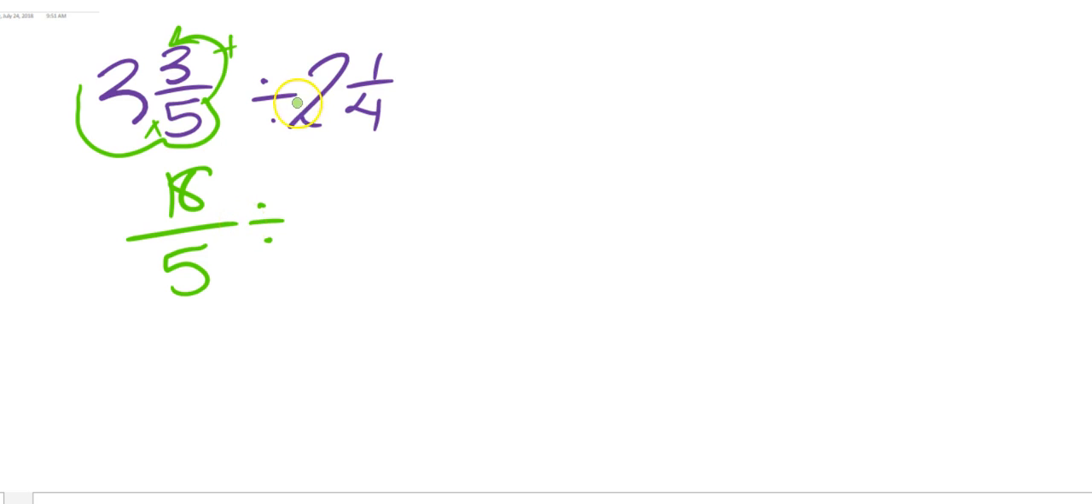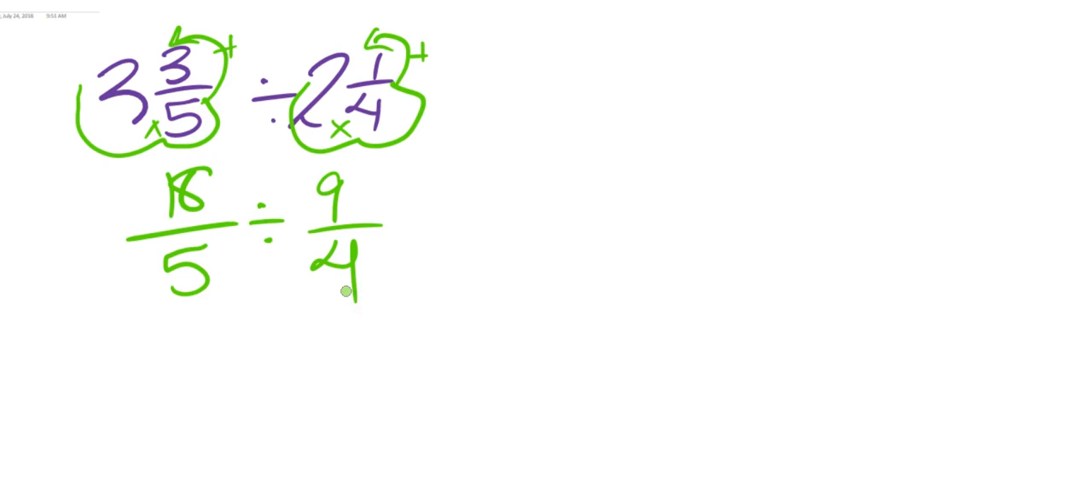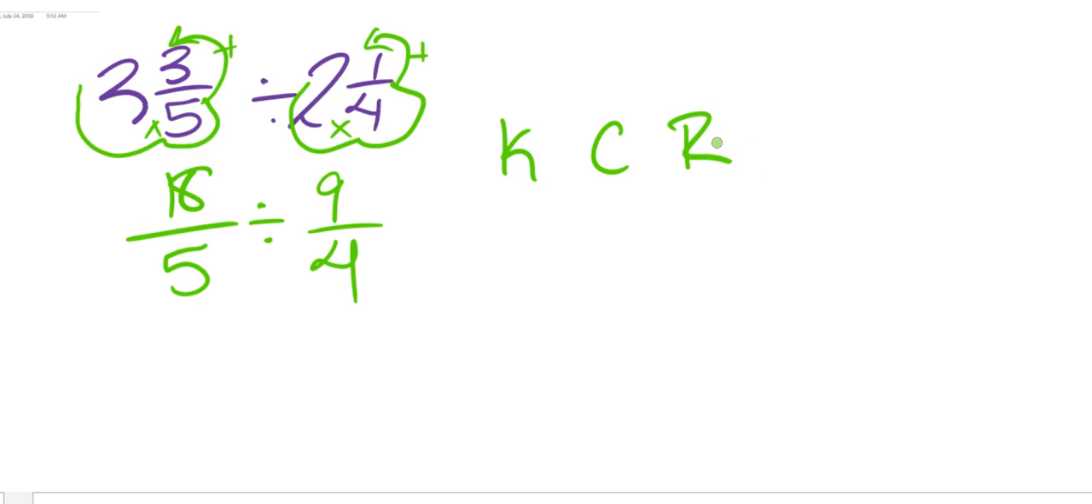It's still a dividing problem, and we need to do the same thing to the other mixed number. So 2 times 4 is 8, and then 8 plus 1 is 9. Then we keep our denominator the same, okay? So now we have 18/5 divided by 9/4. So now we follow our steps. Keep, change, recip. So we keep 18/5.